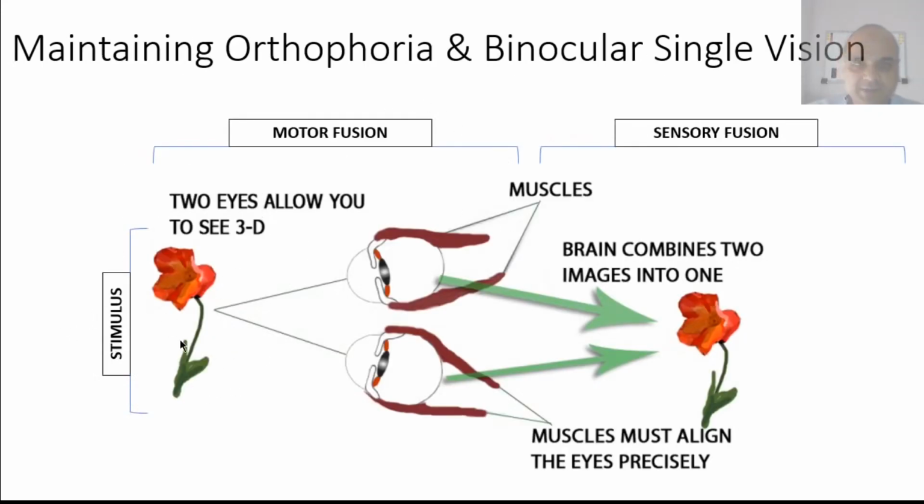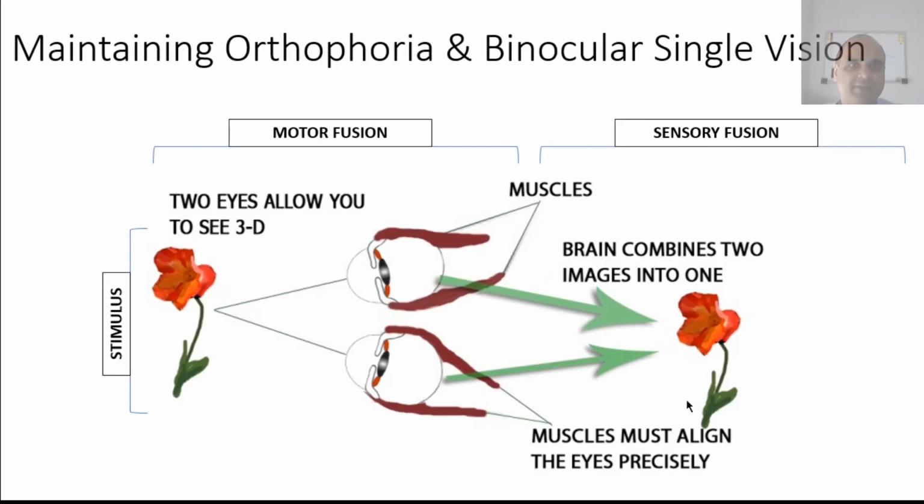So this is the stimulus in this case, and for these two eyes, which is a rose, or a flower if it's not a rose. So the stimulus is this, and the eyes are moving, they're converging because the rose is closer. So this is motor fusion, which is your eyes moving and working together to see the rose. And this information is carried all the way to the visual cortex through the visual pathways.